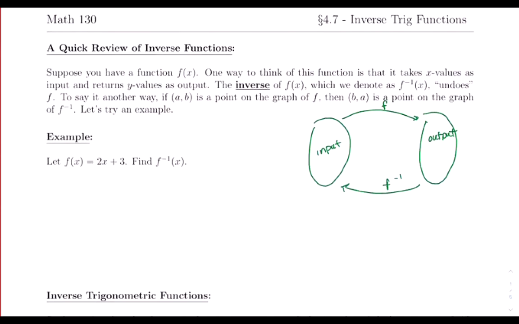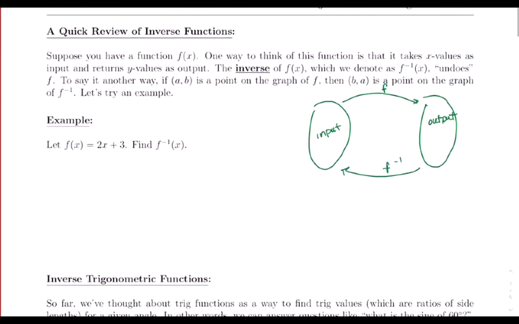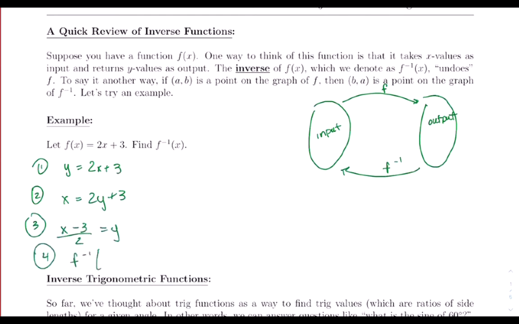I'll come back to this diagram in just a minute, but so we have f of x is 2x plus 3. For f inverse, one way to do this that you probably learned in college algebra was to change f of x to y, then switch x and y, and then solve for y. So x minus 3 divided by 2 is y, and then call that f inverse of x.